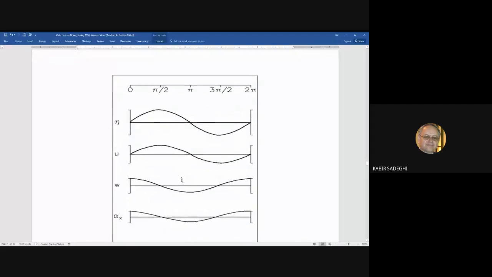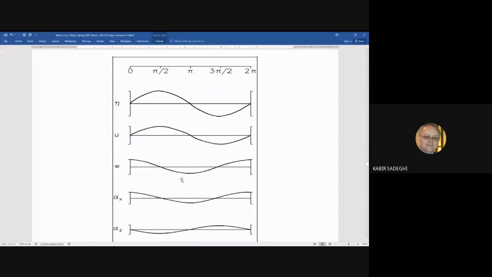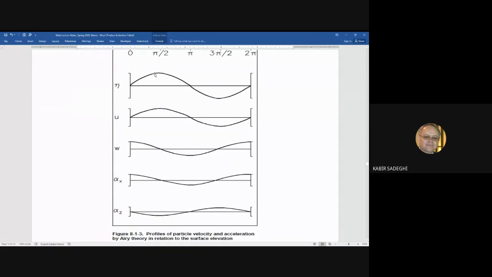Therefore, these are some relations between theta, u, W, and acceleration. This is the form of the wave profile, which is U. It is similar to that, which gives us the horizontal velocity, at maximum, I mean zero, in this one. And this is W, the velocity in the Z direction, vertical. When this is zero, this is max. When this is max, this is zero. When this is zero, this is min, or in absolute value max. Again, zero, max. These have a 90 degree phase angle with each other.